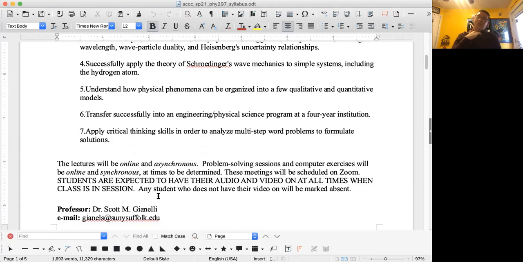to the class. The lectures will be online and asynchronous. I will record them, and from there you'll be on your own as far as watching the lecture, reading the textbook, digesting the information. The problem solving sessions, the first of which will be next Wednesday, February 3rd, and the lab classes, which will start this Friday, those will be online and synchronous unless it's a lab class that we're meeting in person. So if they're online and synchronous, you're going to be meeting at a specific time.